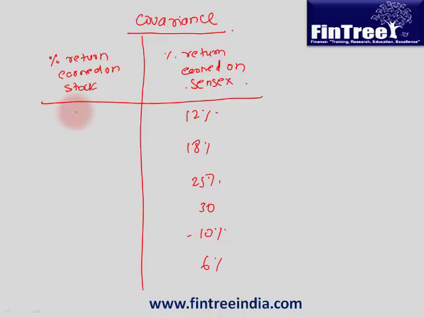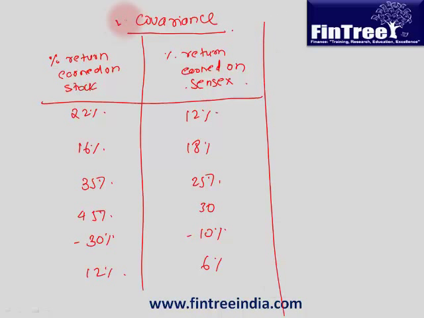For the same years, the returns on the stock were 22%, then 16, 35, 45, minus 30 and 12%. That's how the values have been moving. Now what we want to see is whether there is any sort of positive relationship, or any sort of relationship, between these sets of values. That relationship we can measure by this number called covariance.